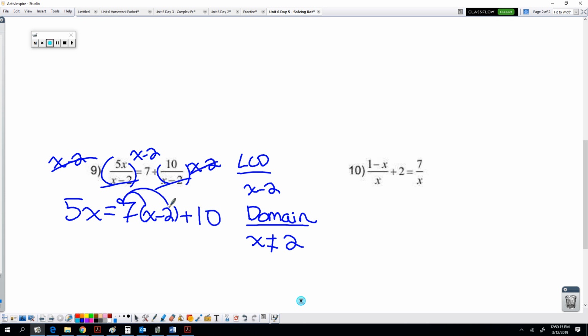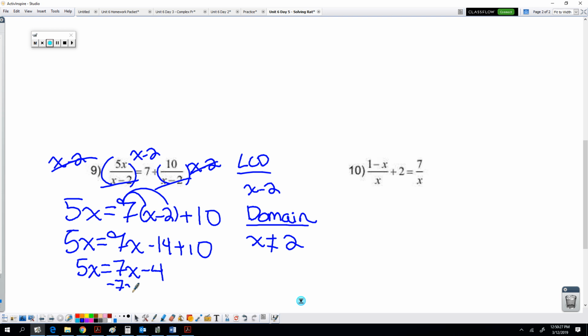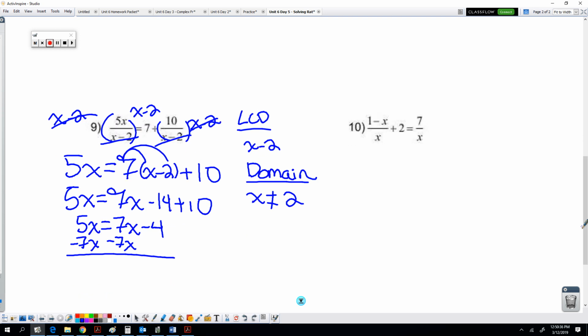So now you distribute. Then we combine like terms. And now we get to solve. I gotta bring down. There we go. Got more room. And divide by negative 2. So x equals positive 2.